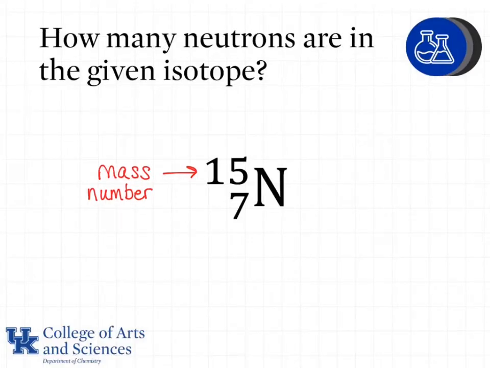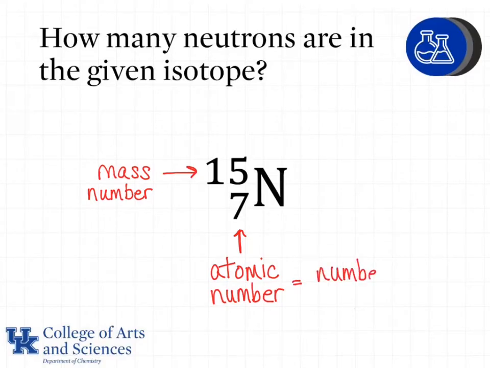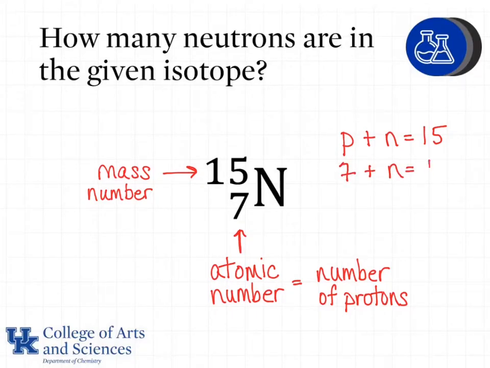How many neutrons are in the given isotope? So we know the atomic number, which is at the bottom, in this case it's 7, and this tells us the number of protons that we have. We also know that protons plus neutrons equals the mass number, which is 15 in this case. So 7 plus n equals 15. So we get a value of n equal to 8 for the number of neutrons.